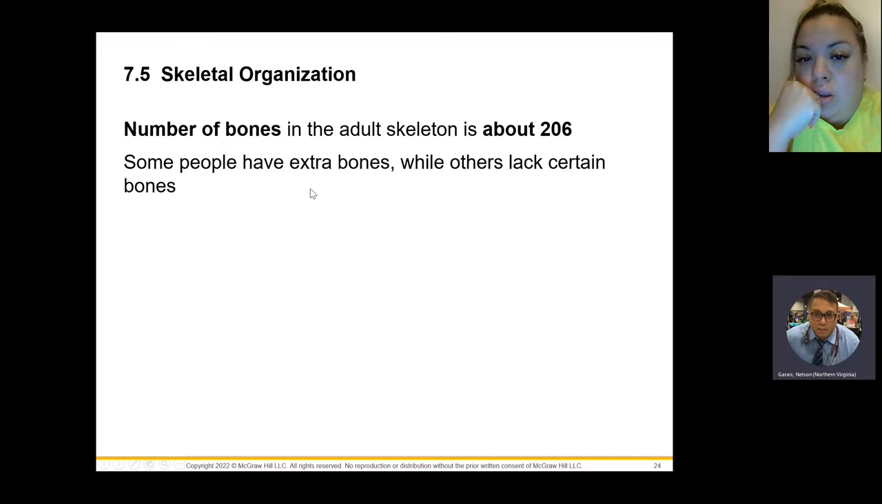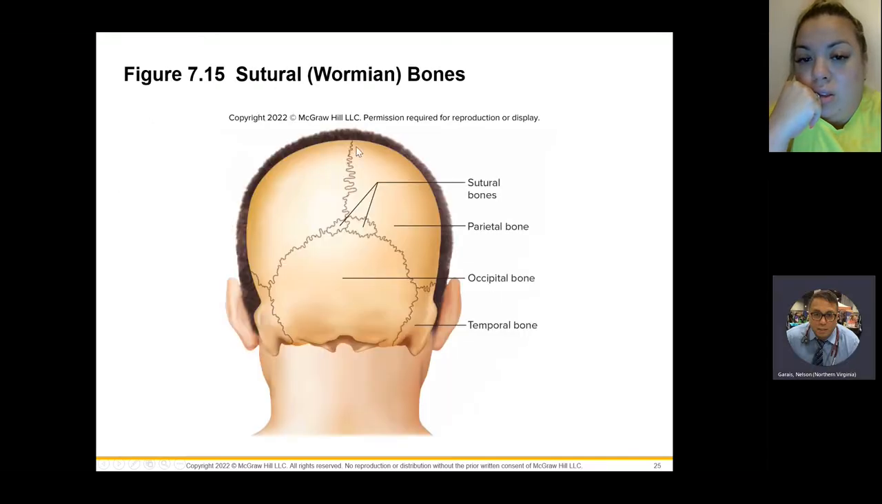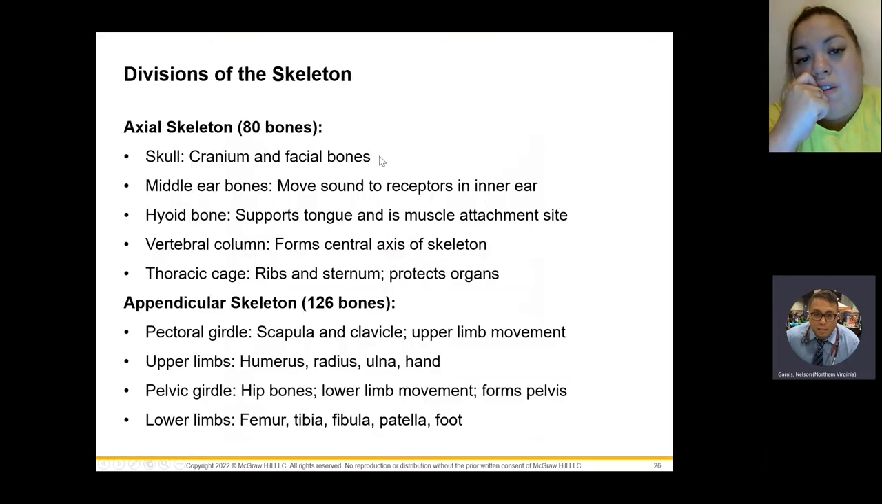Number of bones, who cares? Now, we're going to, do I want to talk about this? I'm going to be talking about this tomorrow. But now, we're going to skip this. But think about these little ridges that are inside or that are on your skull. And we're going to be talking about that tomorrow when we talk about joints, okay? Axial versus appendicular, don't need to know the number, but axial, you're going to think what? Your skull.